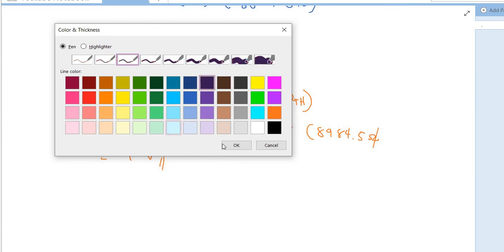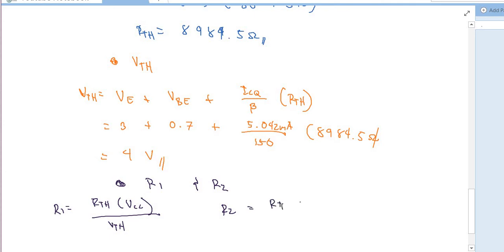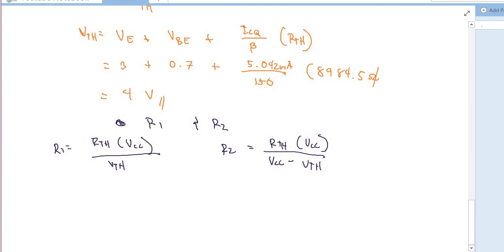We deserve a drum roll here. R1 and R2. To find R1, the formula would be R1 is equal to RTH times VCC over VTH. That's why we found those values. R2 is equal to RTH, same numerator, it's just that the denominator is different: VCC minus VTH. That's pretty easy because we already have all these values. All we have to do is plug it in.